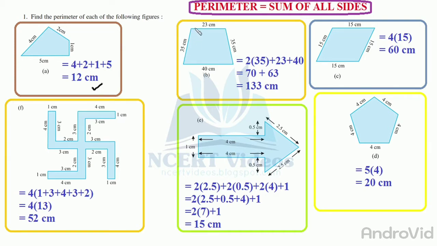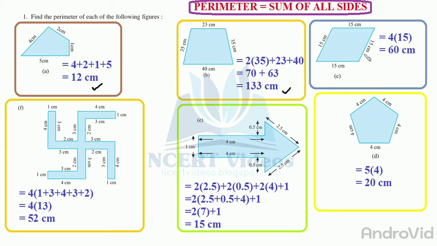Now here you can see it is a trapezium having one parallel side and two equal sides also in this case. So 2 into 35 because you have equal sides, then we add 23 plus 40. So 35 into 2 is 70, plus 23 makes 93, plus 40 is 133. So 133 centimeter is your perimeter.